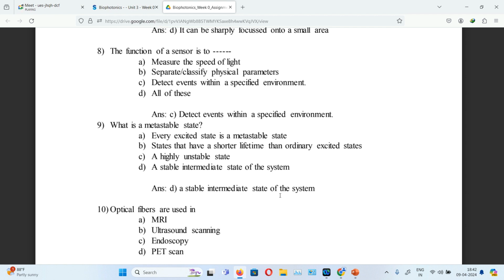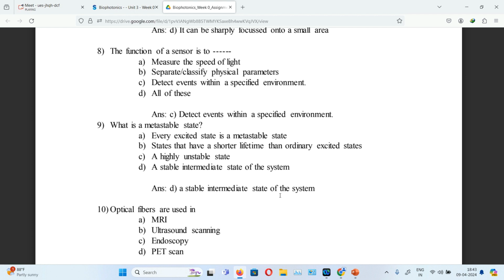So going to the next question. Optical fibers are used in MRI. What is the full form of MRI? MRI full form is magnetic resonance imaging. So what technique is used here? It's nuclear magnetic resonance. NMR is actually the technique that the MRI scan is based on. So nuclear magnetic resonance is used, and based on that it creates an image. Here there is no light at all, so there is no optical fiber.